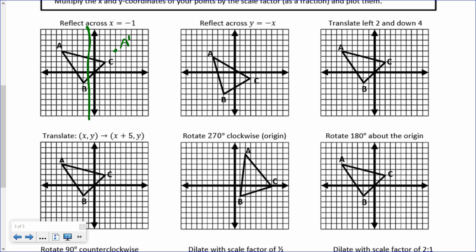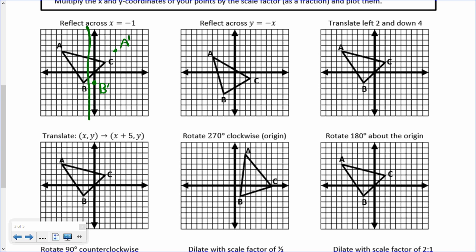It's 5 away this way, so you're going to repeat that on the other side. It's always in reference to the mirror. Don't count from the axis. Always use the mirror, whatever they tell you that is. How far is B from the mirror? 1. Just 1. It's 1 to the left, so you're going to go 1 to the right. You're going to go the opposite direction. On the other side of the mirror, that's B prime.